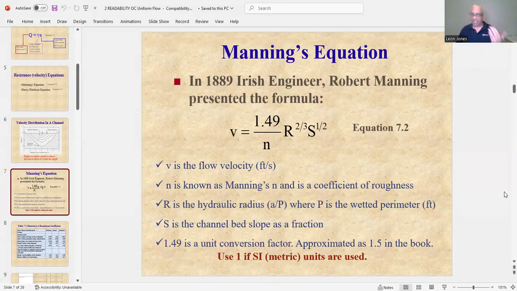V is the flow velocity in feet per second. n is known as Manning's n, and it is a coefficient of roughness. R is the hydraulic radius, where you have A divided by P. P is your wetted perimeter. S is the channel bed slope as a fraction. And of course, 1.49 is a unit conversion factor. Again, you use 1 if the SI metric units are being used.